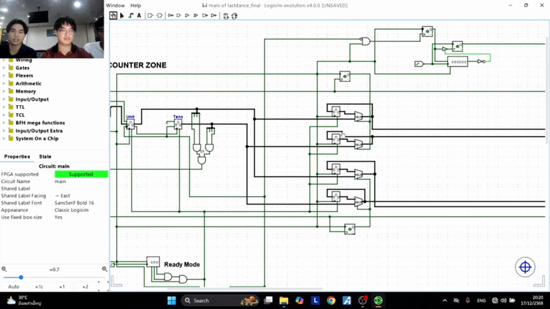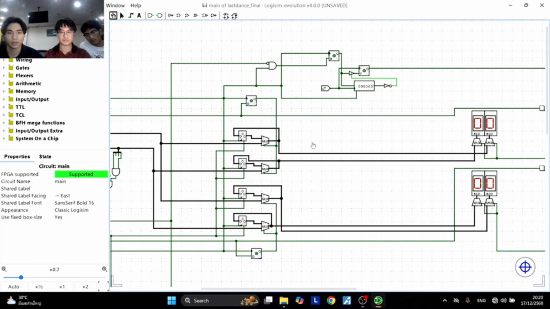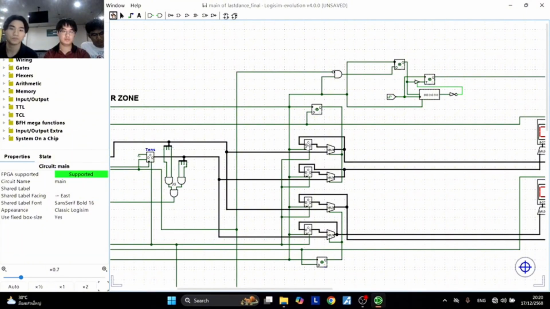And this is the circuit that stores the input of P1 and P2. As you can see, the values of P1 and P2 are stored into the max, depending on P1 or P2. Sorry, and when the value of P1 or P2 is in the max, it is going to separate, with one going to the 7 segment and one going to the register.